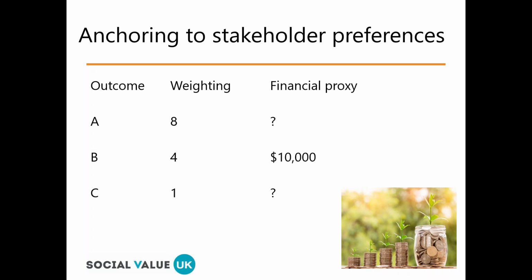We have the anchor of outcome B as $10,000. Outcome A is twice as valuable, and outcome C is a quarter as important. Based on that information, we can simply divide or multiply accordingly by those different weightings. Again, outcome B has a monetary value of $10,000. Outcome A is twice as valuable, therefore has a monetary value of $20,000.